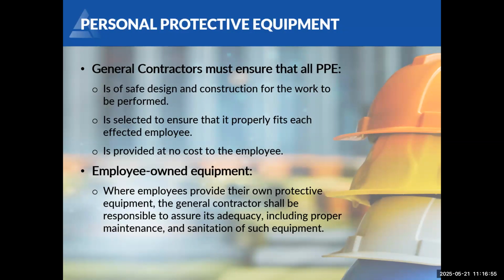So personal protective equipment, general contractors must ensure that all PPE is of safe design and construction for the work to be performed, is selected to ensure that it has the proper fit. With proper fit, OSHA is really starting to dial in on that. So a good example that they like to use is harnesses. So harnesses have to be properly secured, strapped on, D-rings got to be in the right location. So got to make sure that all of our PPE is properly fitting, because that is something that they are really starting to look at a lot closer.